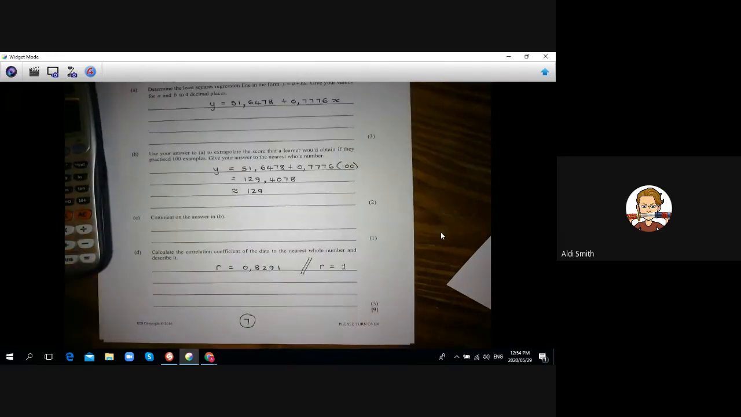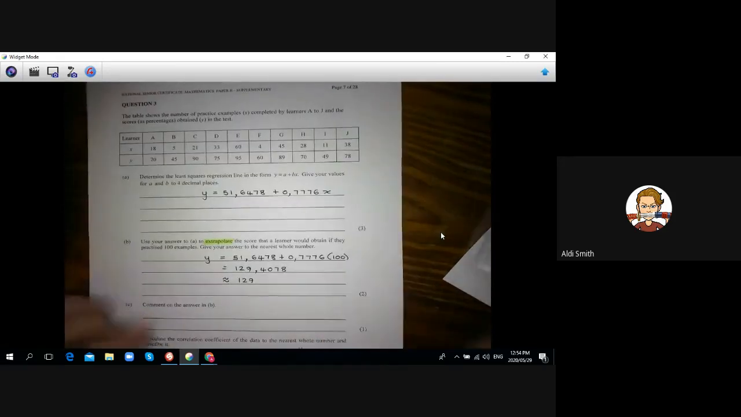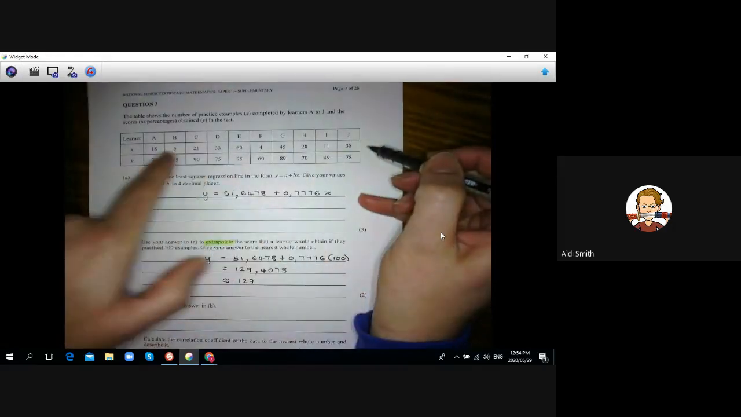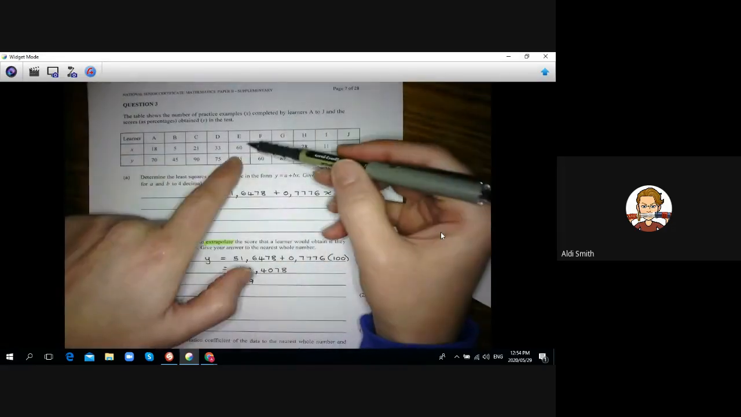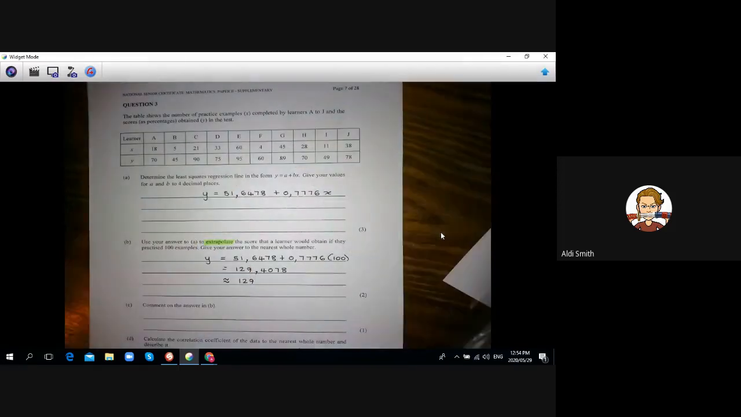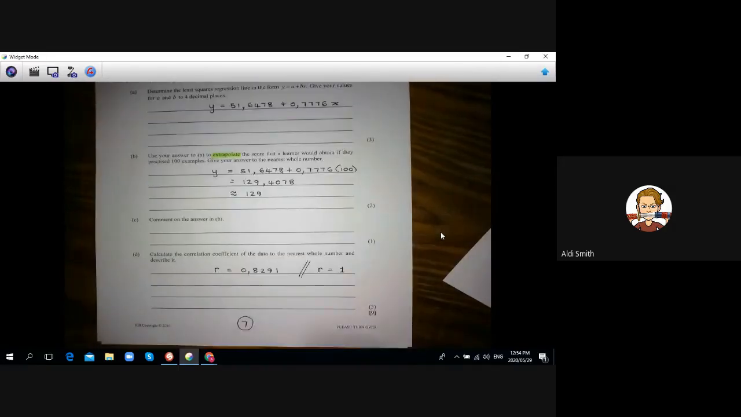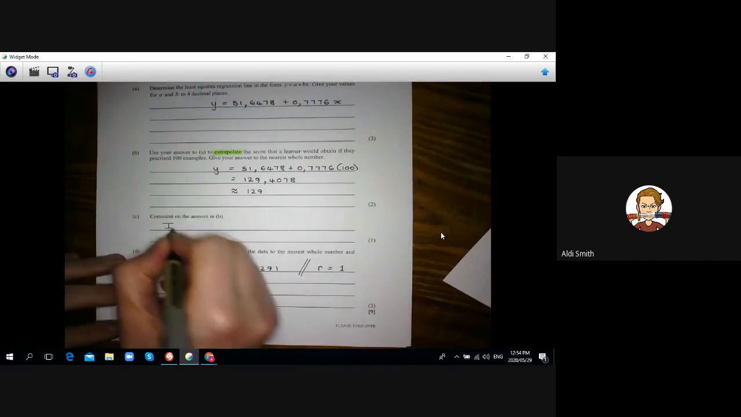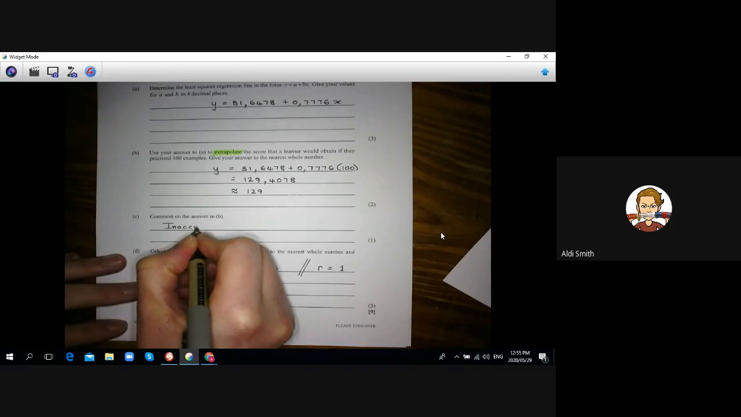Now it says comment on the answer in B. When they ask you to comment on the answer, it pretty much refers to whether it is accurate or not. They were very nice to you, they used the word extrapolate. This is extrapolation because, as you can see, 100 doesn't lie anywhere close to these X values. The biggest X value we've got is 60, so 100 is quite far from it. Because this is extrapolation, it's inaccurate, due to extrapolation.